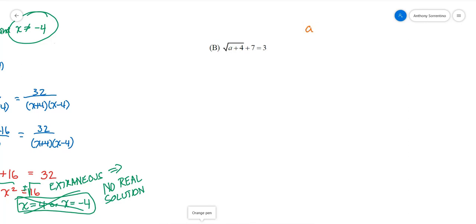first of all, I'm going to take note of the fact that A is going to have to be greater than or equal to negative 4, first off, because that would make the radical portion of this not exist if it didn't meet this condition. So I had to work under that premise. I'm going to subtract 7 from both sides.